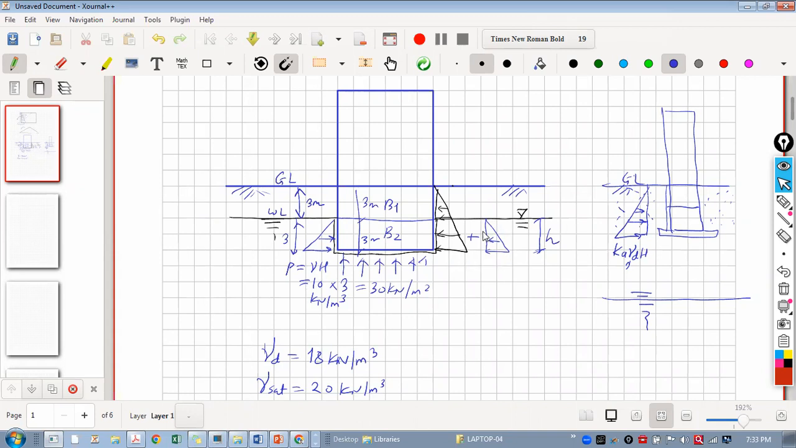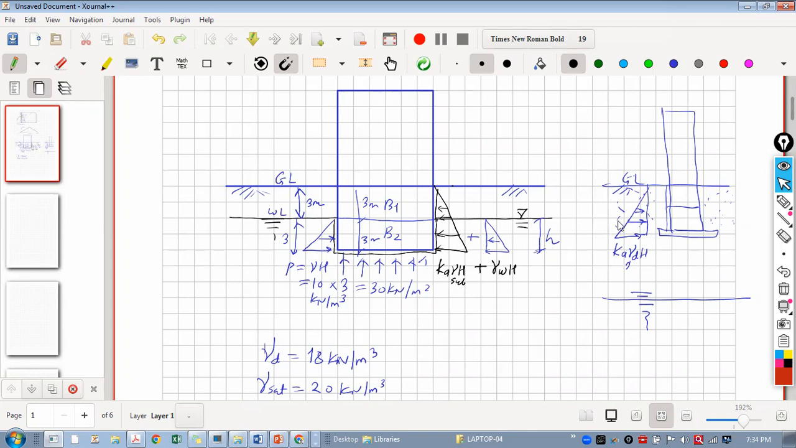Now, if you see here, this is Ka gamma H, which is a soil pressure, and this is gamma WH. So soil pressure plus water pressure. In this case, this portion is submerged. That means water is always there within the soil. So in that case, you need to take the submerged unit weight, gamma submerged. Here what I did, gamma dry if it is dry, or saturated if it is saturated.